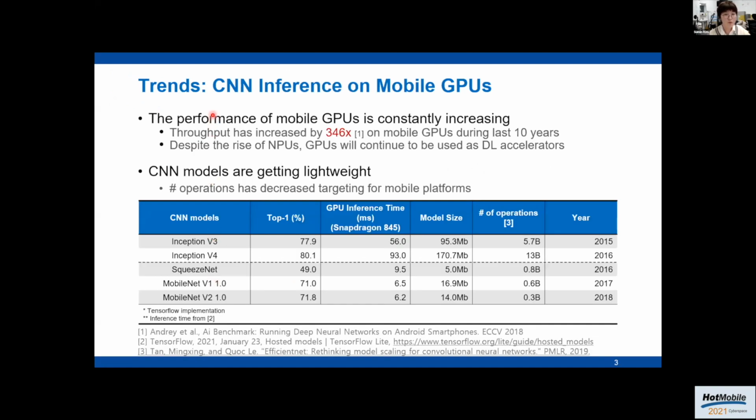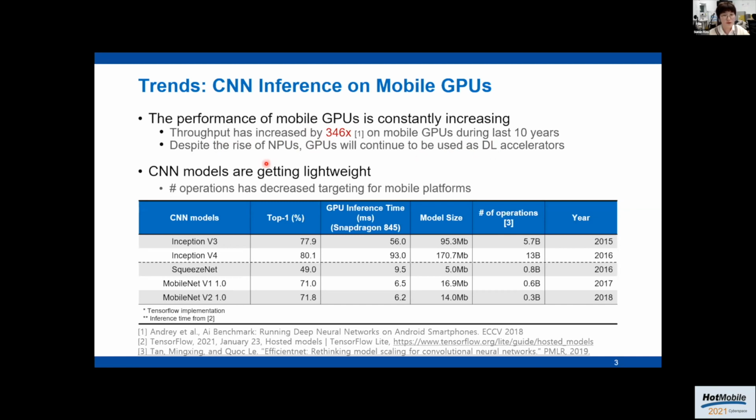The performance of mobile GPUs has been constantly increasing. During the last decade, the throughput of a mobile GPU has increased by 346 times. NPUs have high energy efficiency, but they have their own disadvantages. And we envision that the mobile GPUs will continue to be used as dual accelerators.